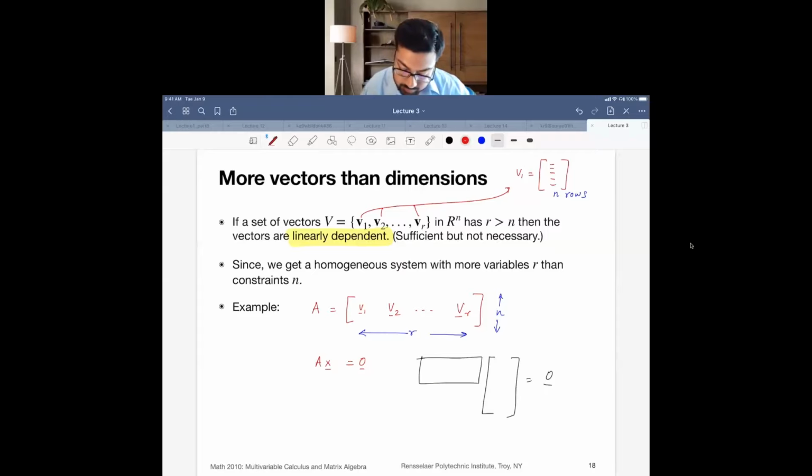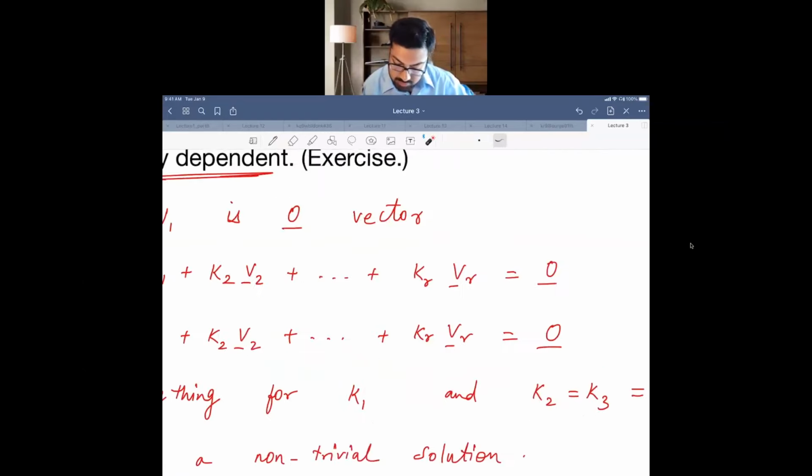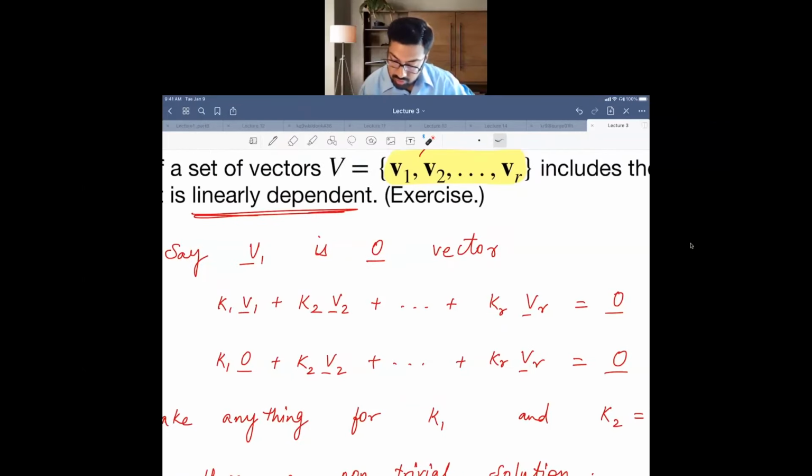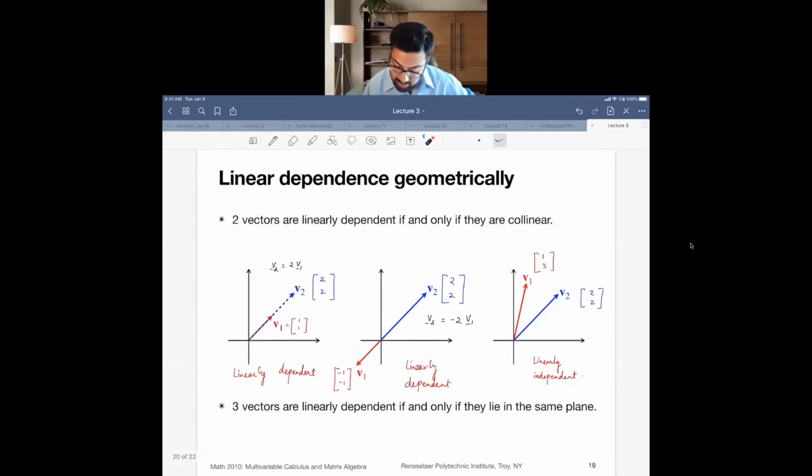All right. Let's see. So here you see this particular equation, k1 v1, k2 v2, up to kR vR equals 0. The v's and 0 are all vectors, while k1, k2, k3 are all scalars. All right, so: dependent, dependent, independent. Three vectors are linearly dependent if and only if they lie in the same plane. So if you have three vectors and you want them to be linearly dependent, it is possible in 3 dimensions if they all lie in the same plane.